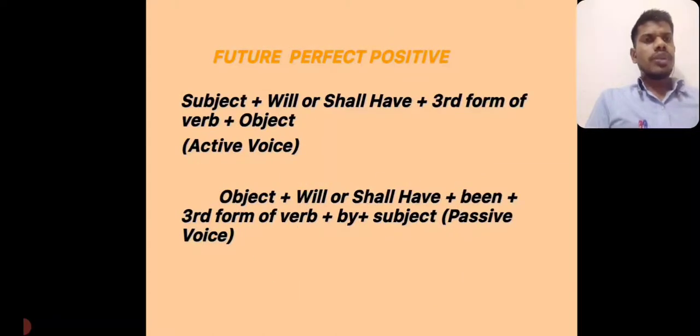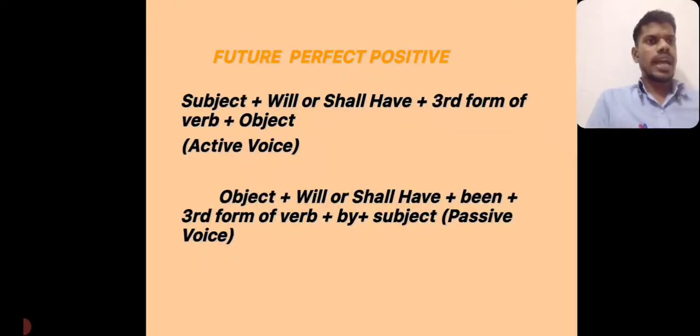Next one, we will be moving on to future perfect positive. So what will be the structure for future perfect positive? First we have to use the subject, that is the doer of an action, or we can say an agent, or performer of an action, followed by will or shall have plus third form of verb, then object. We have been saying object, object. What will be that object?